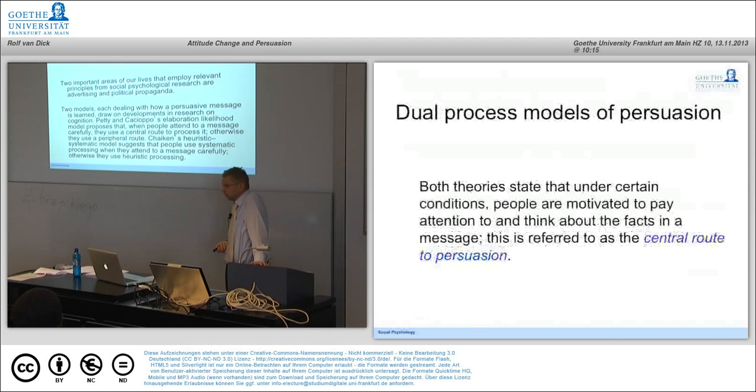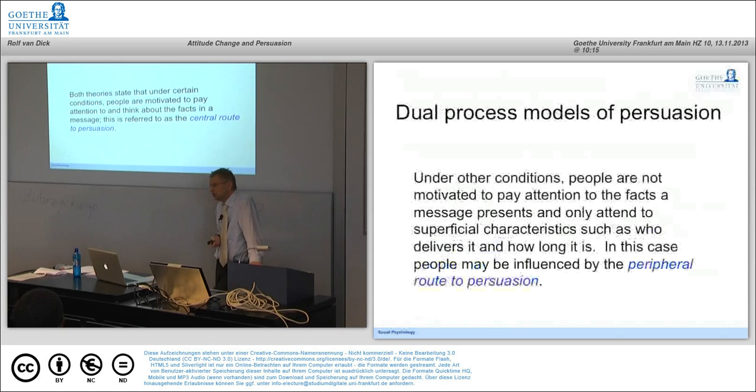Yeah, we will be talking about one of the 2 models that differentiate between 2 basic processes. I will not talk about Chaiken's heuristic systematic model. It's basically assuming the same principles. It's using slightly different terminology.